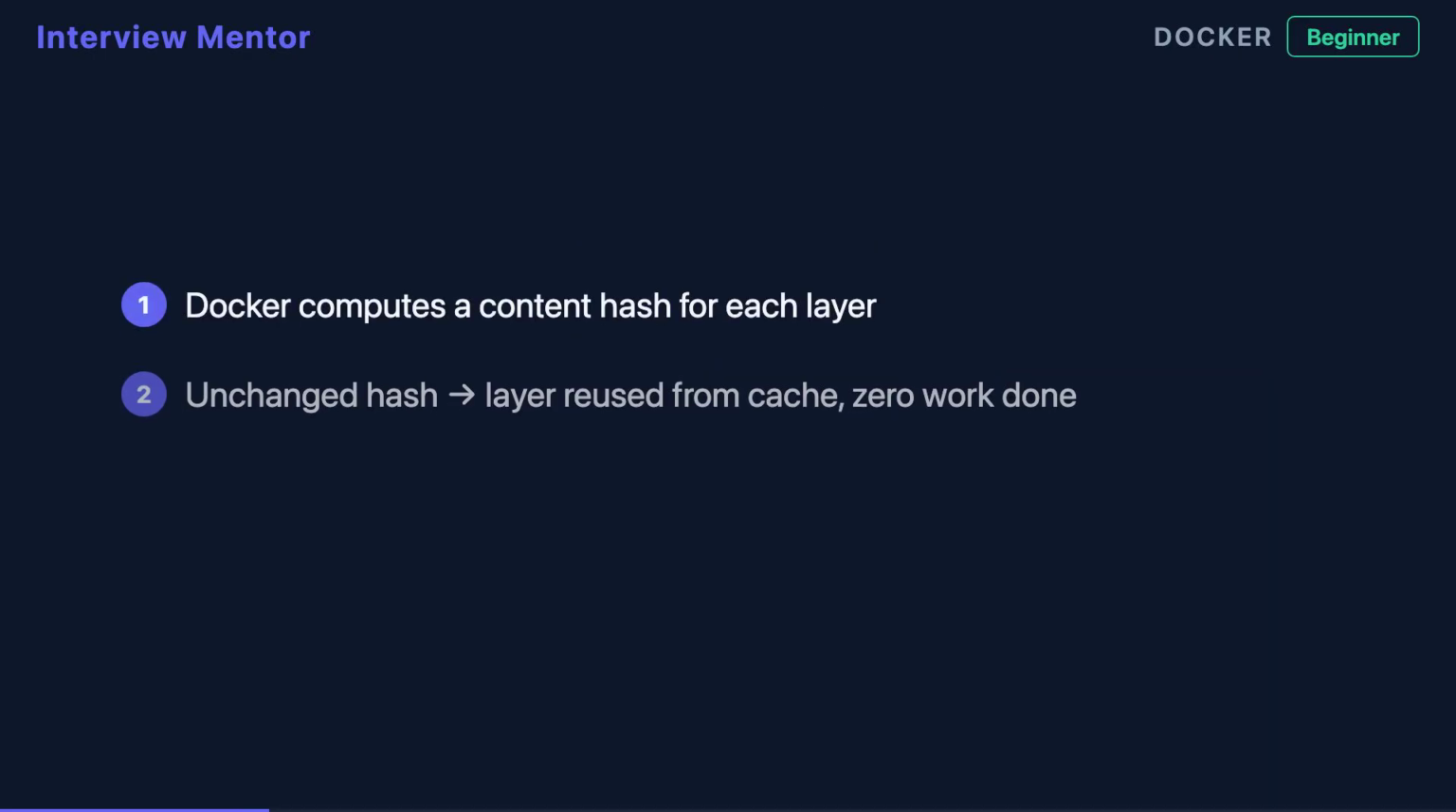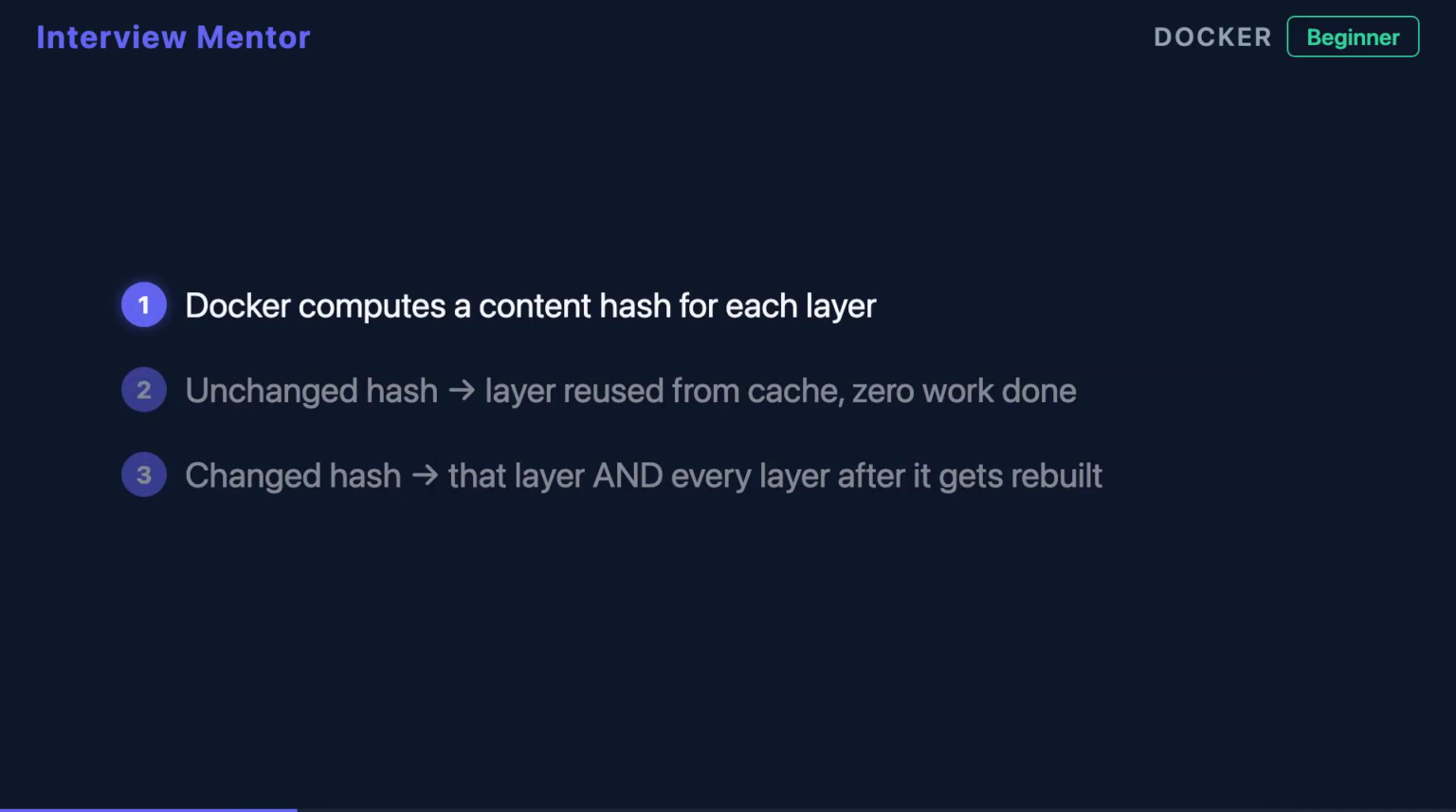When Docker builds an image, it checks each layer's hash. Unchanged layer? Skip it. Reuse the cached result. But the moment any layer changes, Docker invalidates it and every layer after it. Change your source code and only the COPY and subsequent layers get rebuilt. Your installed dependencies pulled from cache stay untouched.